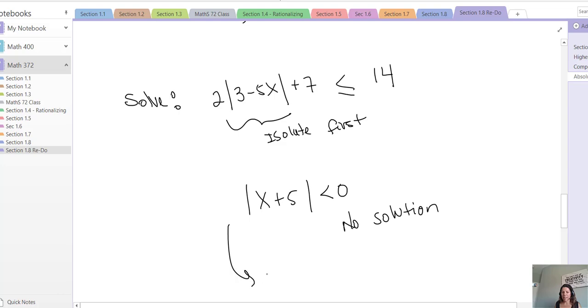On the flip side, if I had the absolute value of x plus 5 greater than 0, well, the absolute value is always positive, so it's always going to be greater than 0. So this would be all real numbers because the distance is always positive, so it doesn't matter what x is, you're going to always get a positive number here, so it's going to be all real numbers.